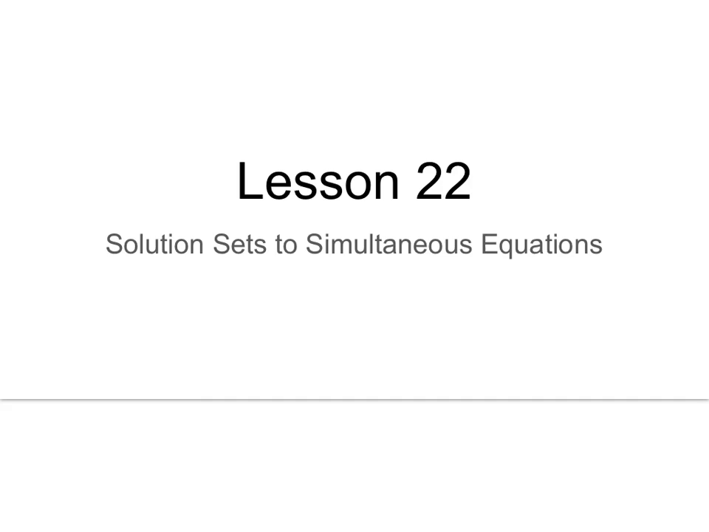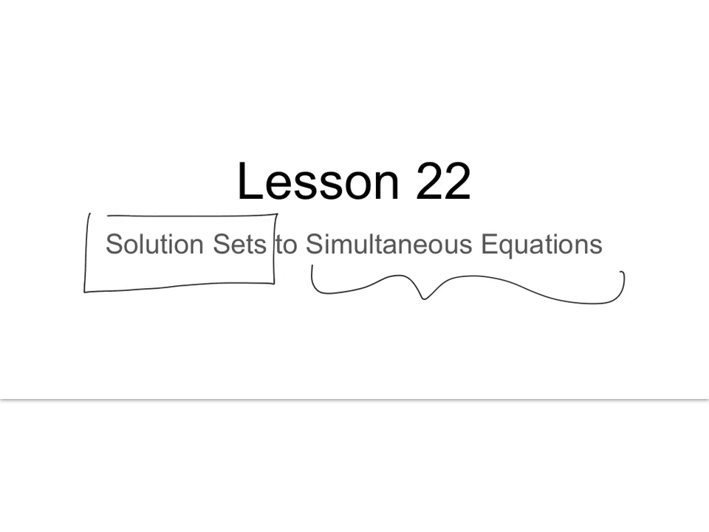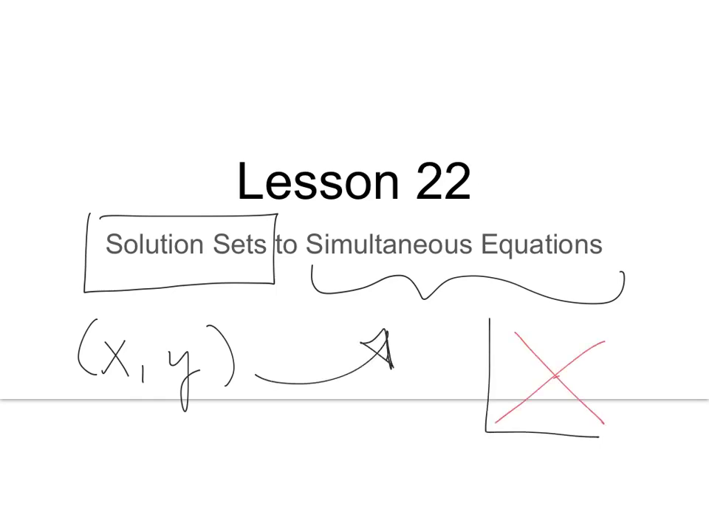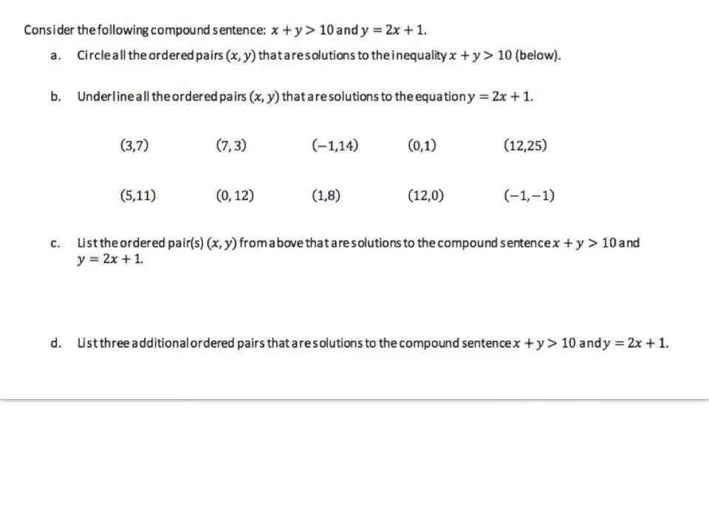Today we're looking at lesson 22, solution sets to simultaneous equations. That means we have more than one equation at the same time, and we need to figure out an ordered pair that is valid for both equations, which means if we were graphing the equations, it would be the ordered pair where they cross.